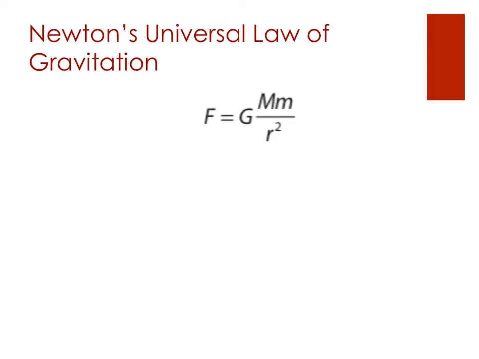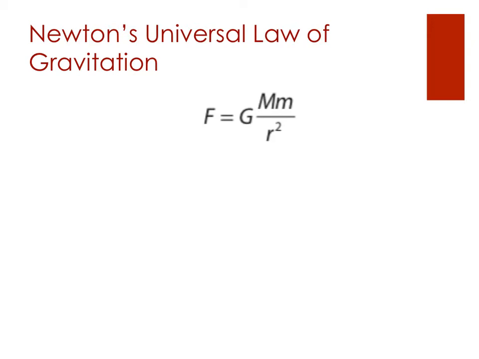One thing to point out is look in the denominator. That's where the radius is found. That means as the distance between the two center of masses increases, the force between them is going to decrease, and it's squared. This is an example of the inverse square law. So twice the distance causes the force to decrease by a quarter.